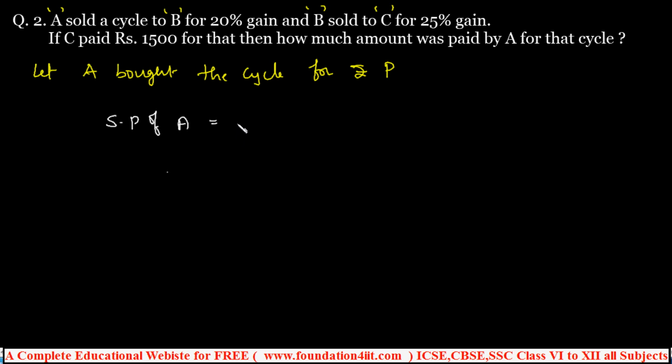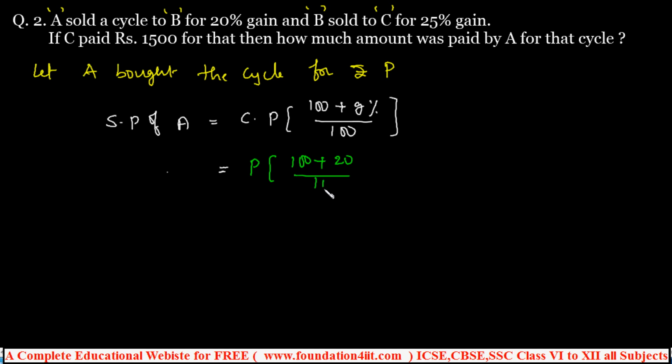So the selling price formula is cost price into (100 plus gain percentage) by 100. Just as we saw in the previous formulas. Now selling price of A is equal to cost price, and the cost price of A is P. So we write P into (100 plus gain percentage, which is 20, because A sold to B at 20% profit) by 100.